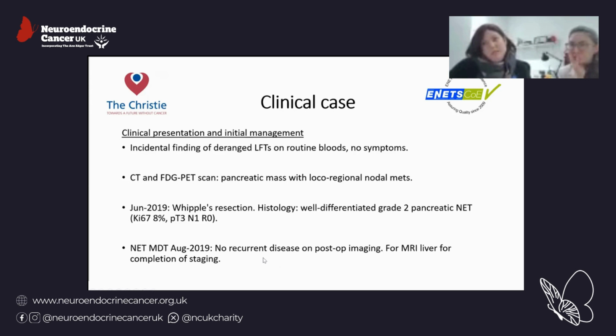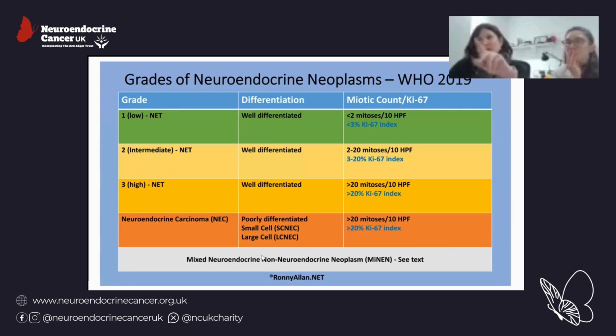So the patient was discussed at our Friday NET MDT in August 2019, and they had post-operative imaging, and that showed there was no evidence of recurrent disease. So for completion, often after patients have had this surgery, the recommendation will be to have an MRI scan. So I've just popped on the gradings for the NETs. And so this patient was a PT3N1 with a Ki67 of 8%, meaning it's well differentiated, indeterminate.